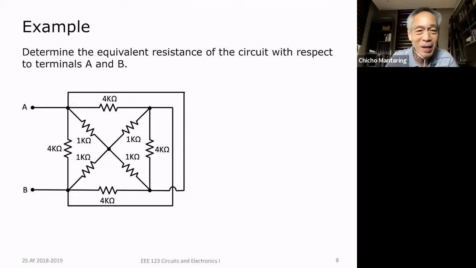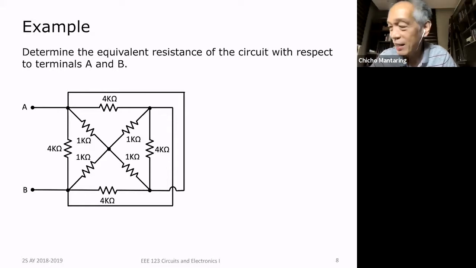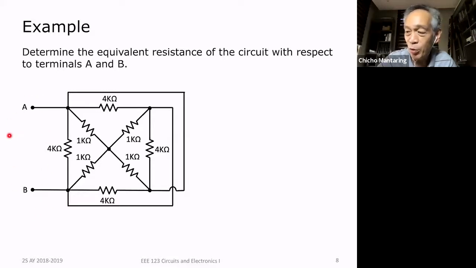Well, some hints. This point is the same as this point. Right? So, as a hint, that means that this is in parallel with this. That's one hint. Your main guide is that when doing circuit simplification, you have to preserve these two terminals. Make sure that when you simplify, these two terminals are not lost.